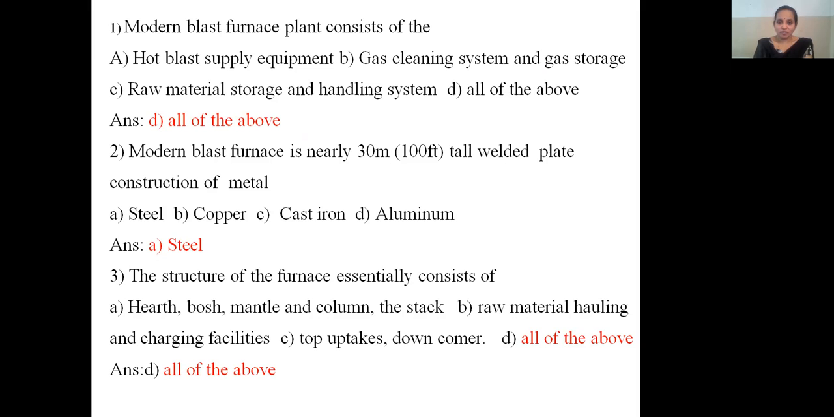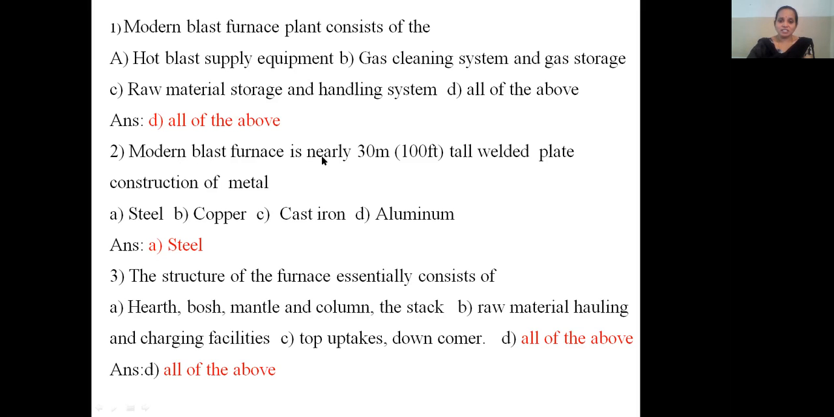Previously in the session we discussed the modern blast furnace. Along with the blast furnace there is the hot blast supply unit, that is the stoves; through these stoves the pre-treated blast air is injected into the blast furnace. That is hot blast supply. Gas cleaning system: I have shown you the dust catcher, scrubber and ESP, which do coarse cleaning, semi-fine cleaning and fine cleaning. That is the gas cleaning system, one of the auxiliary units of the blast furnace. Then the raw material storage and handling system, where raw material is stored and processed for charging. So the answer is all of the above.